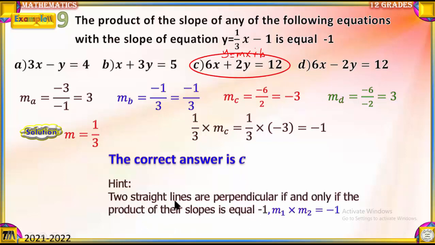Two straight lines are perpendicular if and only if the product of their slopes is equal to minus 1, which means the slope of the first one times the slope of the second one must be minus 1.